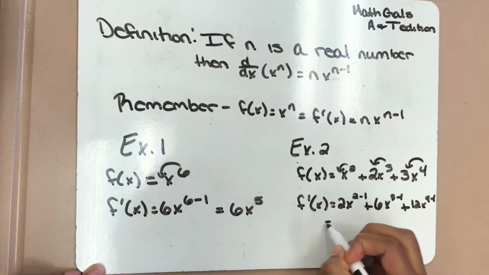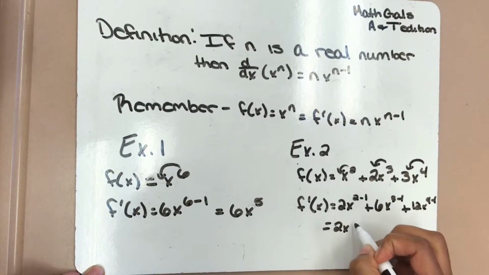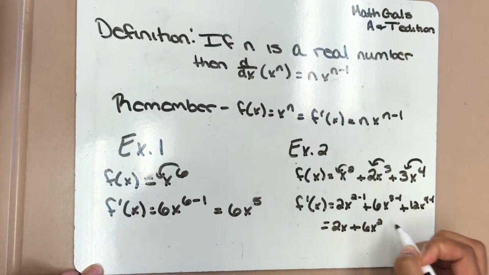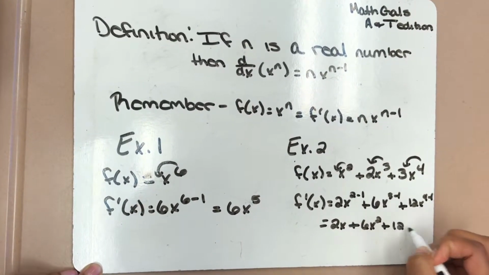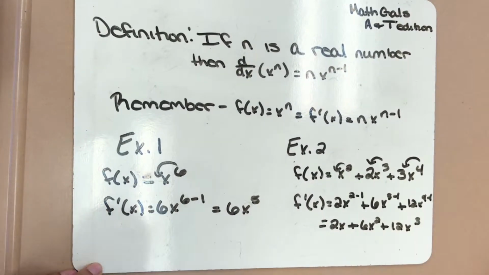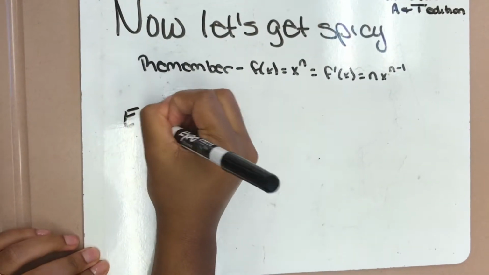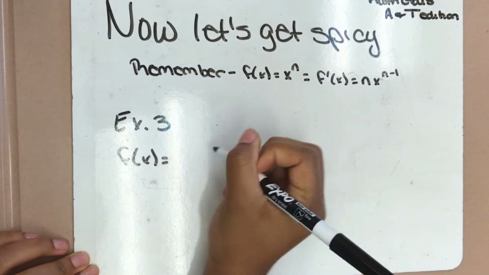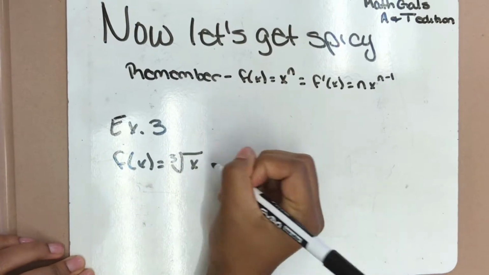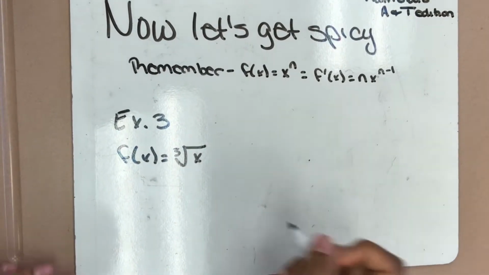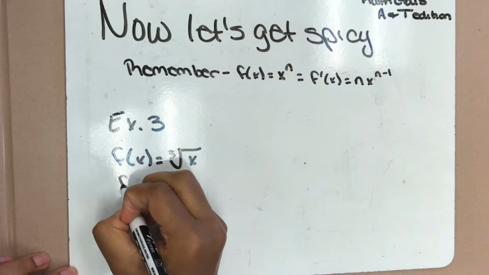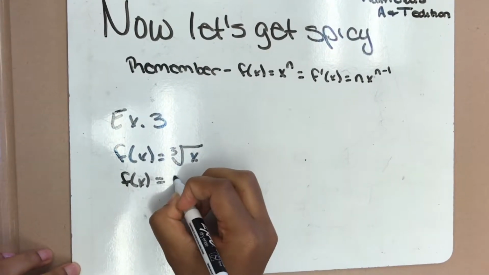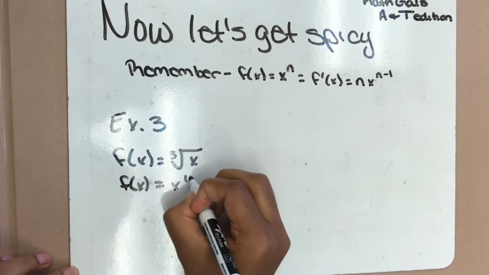Now for example 3. We have the cube root of x, which can also be written as x to the 1/3. After we convert it from the cube root to the 1/3, we bring the power and multiply it in the front, so then you get 1/3 x, and then you do 1/3 minus 1, and you'll get negative 2/3.